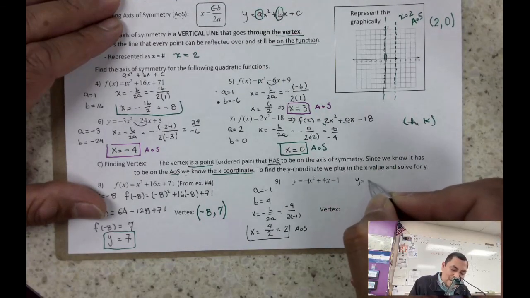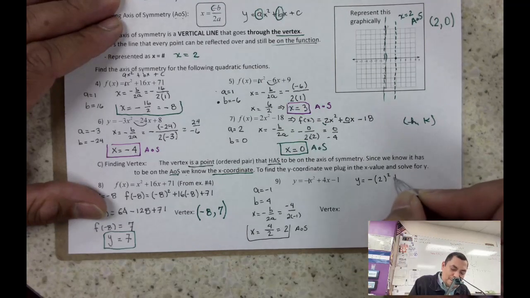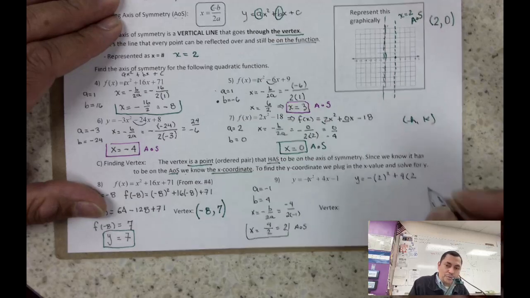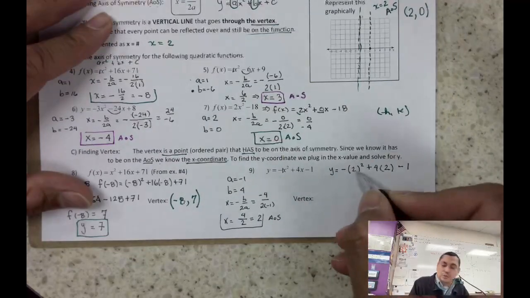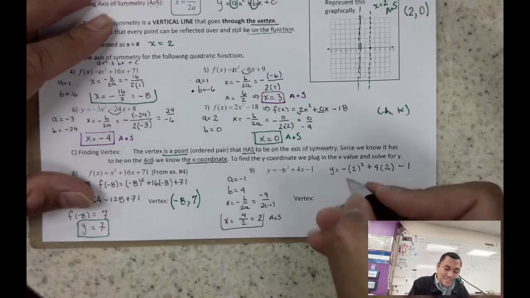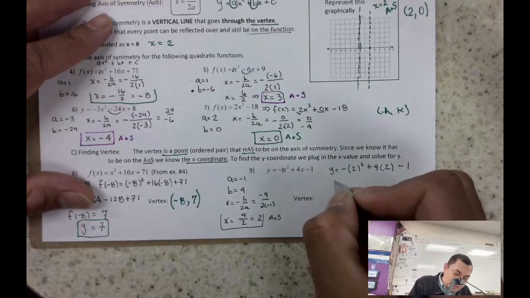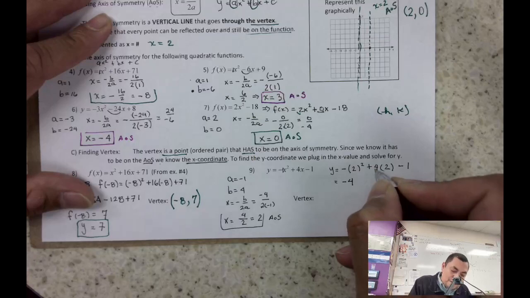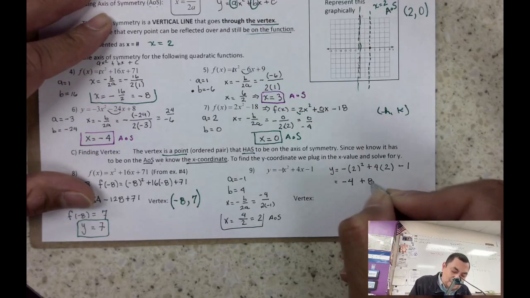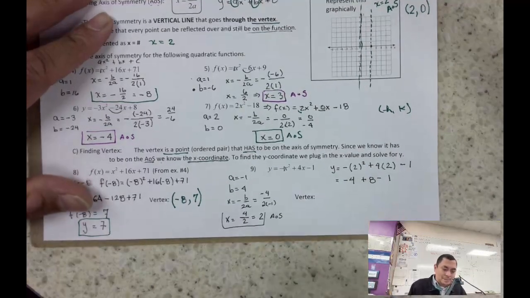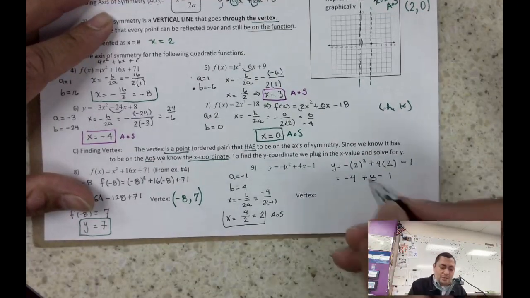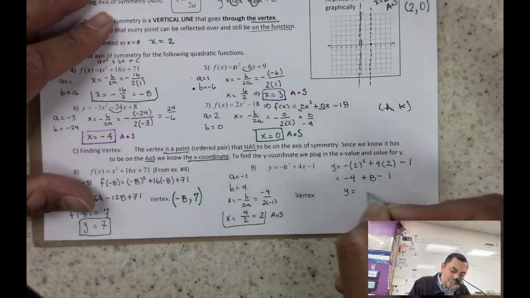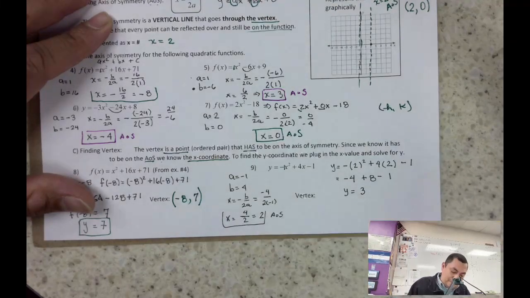Y equals -2 to the second power plus 4 times 2 minus 1. 2 to the second power is 4, but I have this negative outside. So I have -4. 4 times 2 is 8 minus 1. So what I do, -4 minus 1 is -5. So 8 minus 5, y is equal to positive 3.